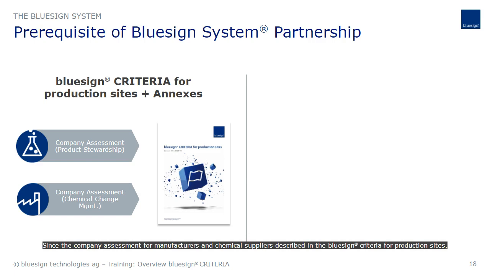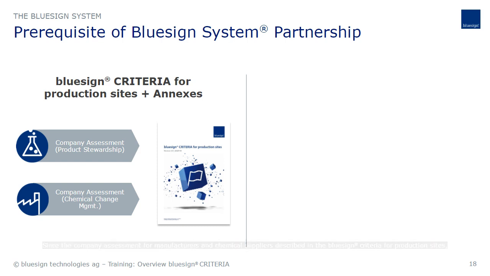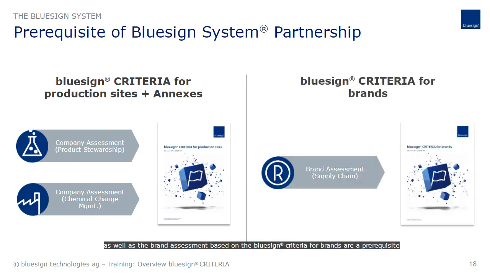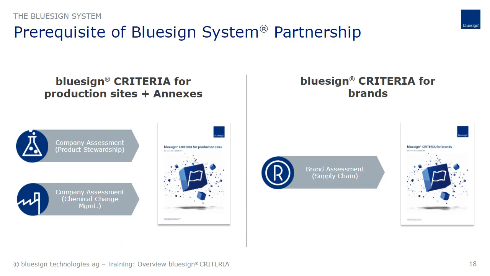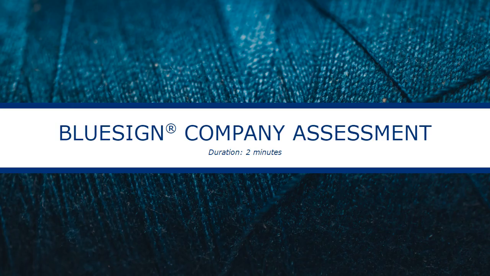Since the company assessments for manufacturers and chemicals suppliers described in the Bluesign criteria for production sites, as well as the brand assessment based on the Bluesign criteria for brands, are a prerequisite for a Bluesign system partnership, we will now have a closer look at these documents. Please click the arrow to continue.